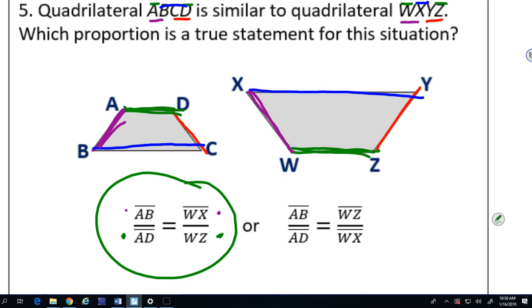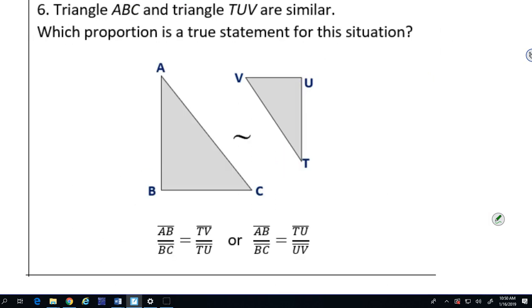All right, a couple more. Okay, number 6, triangle ABC and triangle TUV are similar. Which proportion is a true statement for this situation? So what I want you guys to do is go ahead and figure that one out, and then we'll go over it.